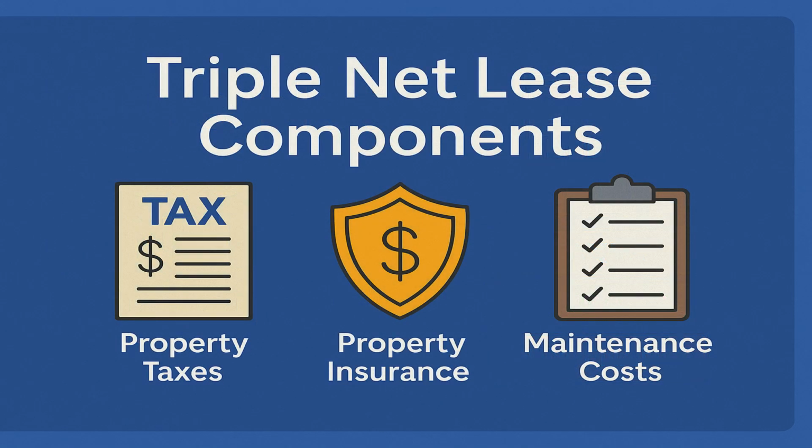These three nets are property taxes, building insurance, and common area maintenance, often abbreviated as CAM. In essence, with a triple net lease, the tenant takes on a significant portion of the property's operating costs, beyond just the rent for their specific space. The landlord, in turn, typically retains responsibility for the structural integrity of the building. Think the roof, foundation, and exterior walls.